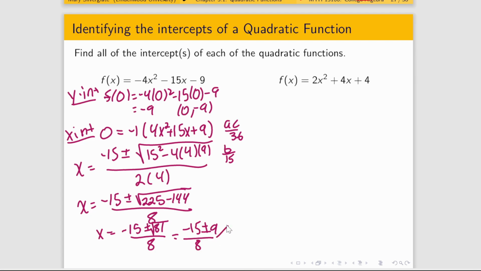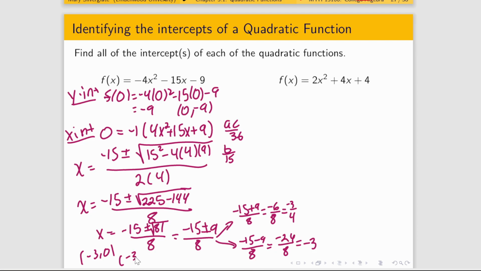Then we can go ahead and split this up into, that means there's literally two different solutions. One is -15 plus 9 over 8. The other one is -15 minus 9 over 8. -15 plus 9 gets us -6 over 8, which simplifies because both of these I can divide by 2. -6 divided by 2 gets us -3. 8 divided by 2 gets us 4. -15 minus 9 gets us -24 over 8, which simplifies to -3, since -24 divided by 8 is -3. So our two solutions are at (-3, 0) and (-3/4, 0).